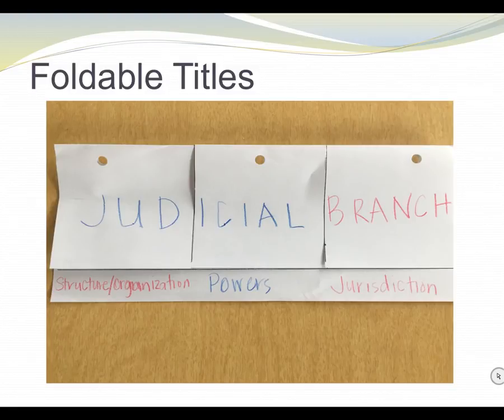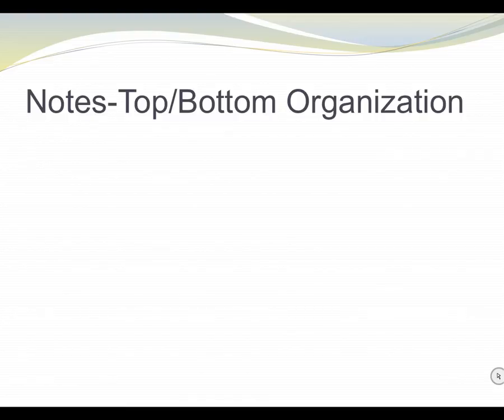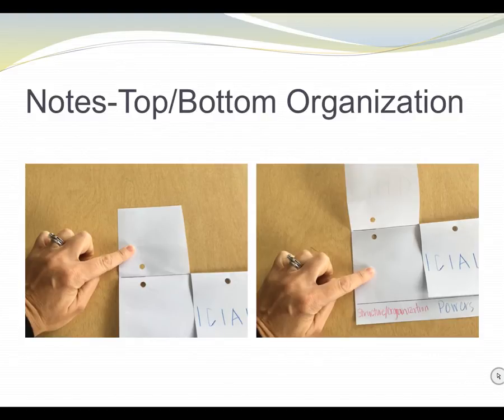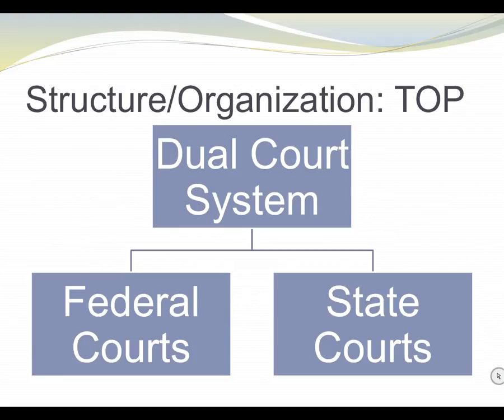When we go to do the notes today, you're going to notice that at the top of the screen, it's going to tell you the title of the section, and then it's either going to say top or bottom. That'll tell you where it goes in the foldable. If it says top, it's going to go above the line like I'm pointing at in this picture. If it says bottom, it's going to go on the bottom section below the line. As I said, I have the structure organization section, and it says top. So this is going to go above the line.